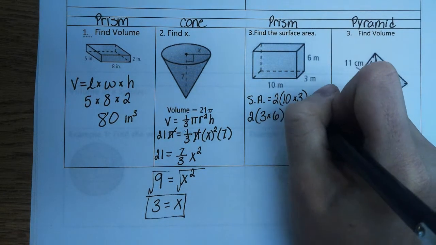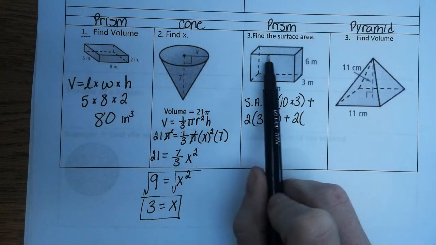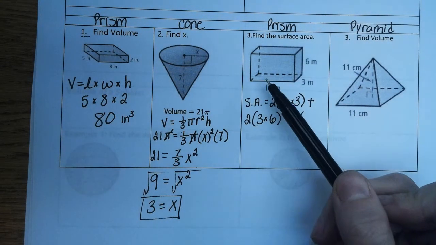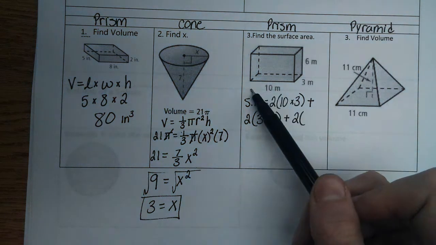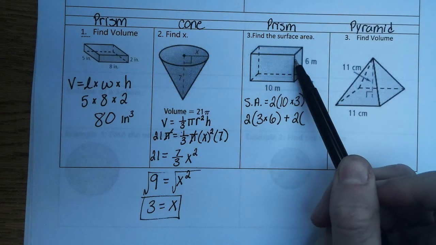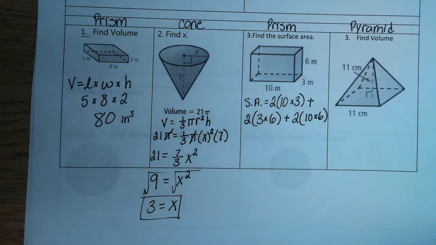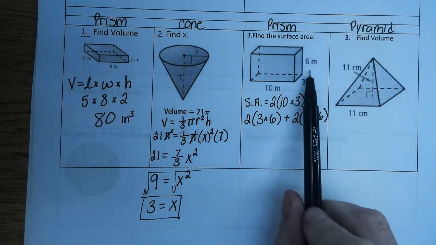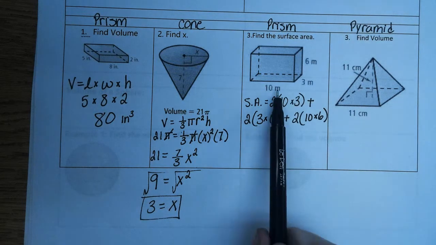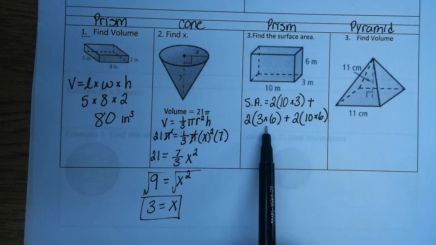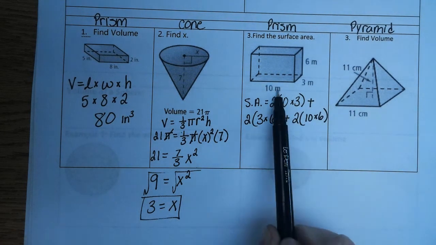Plus 2 times, I've done the bottom and the top, I've done the right and the left, so I need to do the front and the back now. The front is 10 by 6. If you notice, I took all 3 numbers and paired them up with each other. So I paired up the 10 and the 3, I paired up the 3 and the 6, and then I paired up the 10 and the 6.